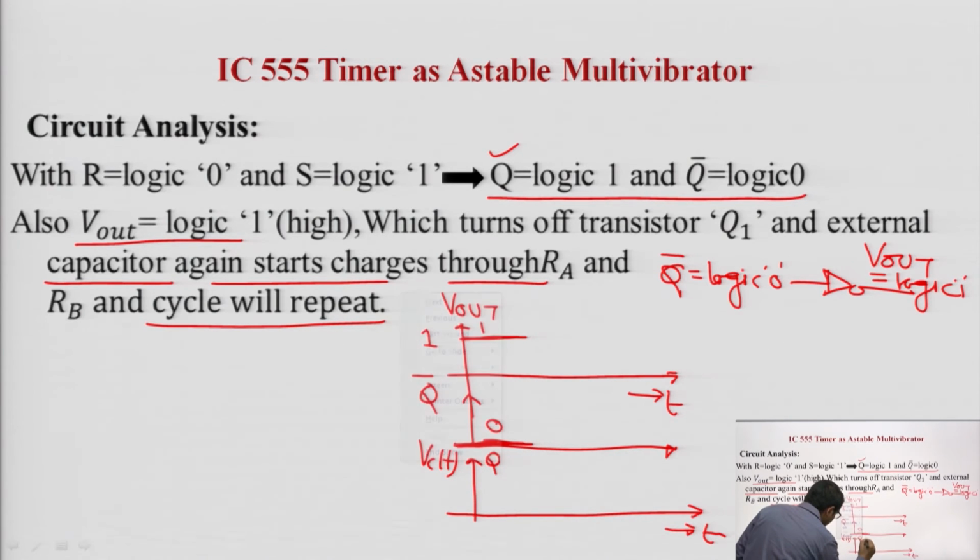transistor Q1 is off. If it is off, the capacitor starts charging through a time constant of Ra plus Rb into C.